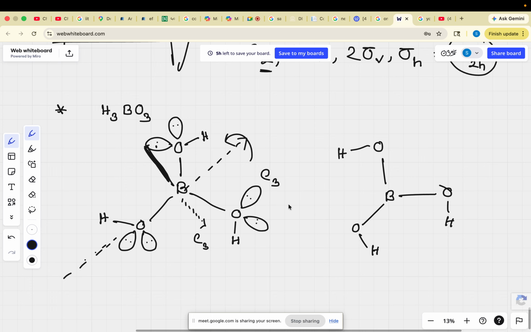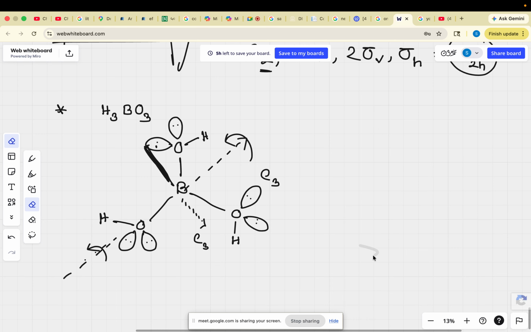So you can see the overall structure is changing. This is not an equivalent structure. You can guess by this alone. If you rotate by 180 degrees, this hydrogen will come to this side, like this. So this is not an equivalent structure. So in this H3BO3 molecule, the C2 axis is not present. The C2 axis is not present here.